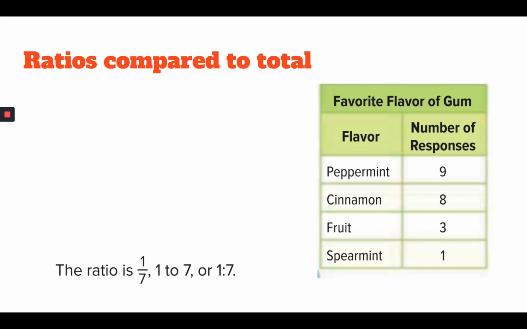The ratio is 1 over 7, or you could write it 1 to 7, or you could write 1 dot dot 7. Again, all we did was put fruit first because that's what it asked for, and then we added the total and we reduced.